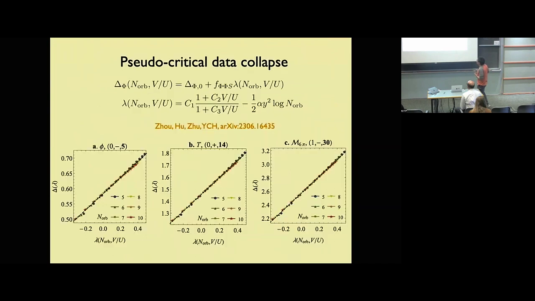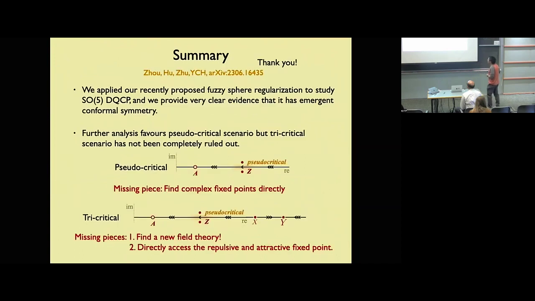So we can also understand it from conformal perturbations. We can do some data collapse to show this pseudo-critical behavior, and let me just summarize. We apply this method to DQCP and find very strong evidence for conformal symmetry. We did further analysis that is in favor of the pseudo-critical scenario, but the tricritical scenario, at the moment, we cannot completely rule out. For the pseudo-critical proposal, the missing piece is that we do want to find the complex fixed point exactly. That has been done indeed for the 2D 5-state Potts model, as you will hear from Han in the afternoon. And for the tricritical proposal, there are two missing pieces.